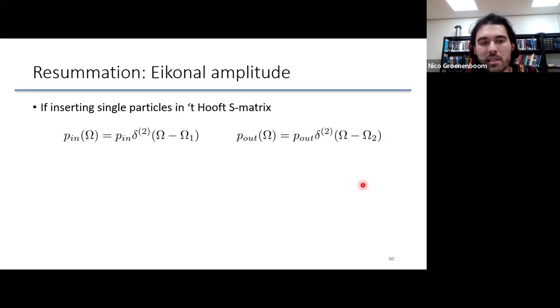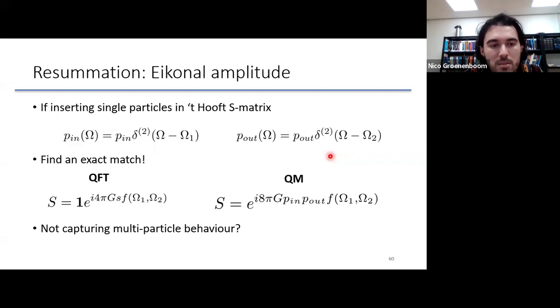Upon closer inspection, however, of the S matrices, if we insert single particles in 't Hooft's S matrix, so there is no summation, and we compare this to our result in the position space, we do find an exact match, including numerical factors and the Green's function. So it appears that somehow we are not capturing multi-particle behavior. And this was on one hand to be expected, of course, because we calculated a 2-to-2 diagram.